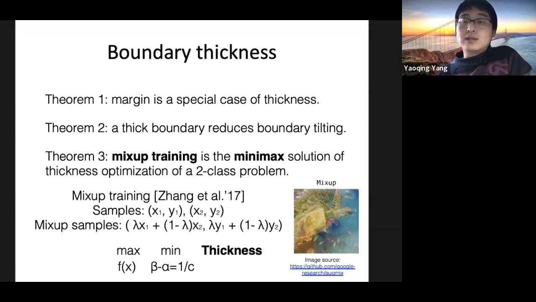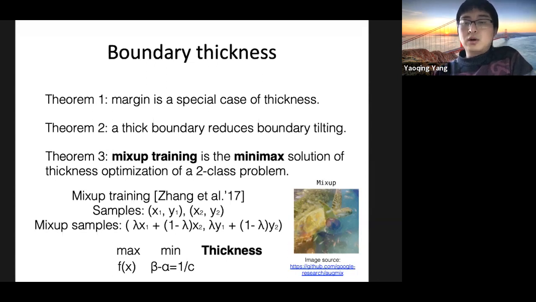And then we say that mix-up training is the minimax solution of optimizing thickness, where the max is taken over all the functions, all the neural networks, if you restrict your model to a neural network. And the min is taken over all the pairs of level sets parameterized by the two parameters, beta and alpha.